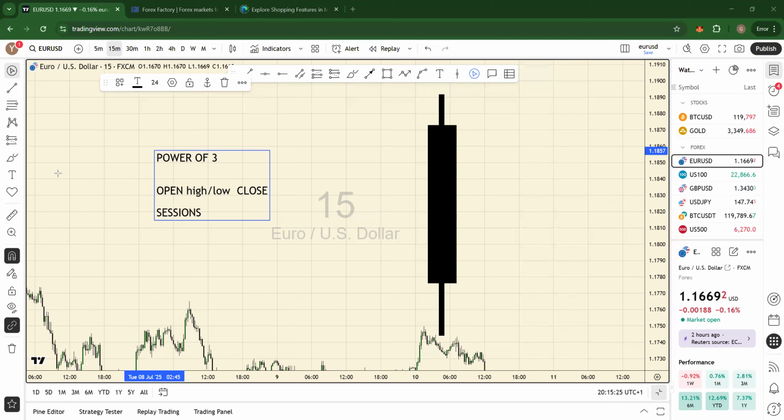So the power of three is simply breaking down a higher time frame candle into lower time frame movements, which means if this is going to be a bearish candle, then where does it open? It opens up, right? A bearish candle opens up, trades up, creates a high, and then trades down, creates a low, and then it closes, all right? So this is simply it. Open, high, low, and then close. That's what the power of three is simply based on.